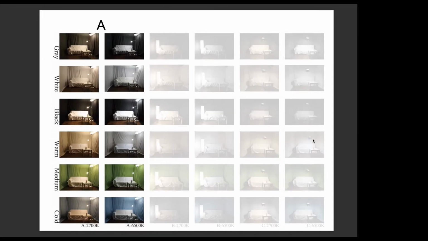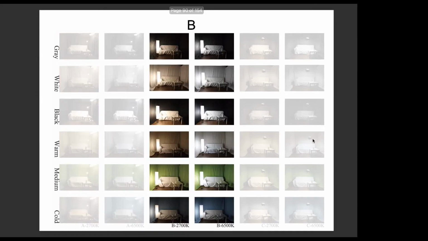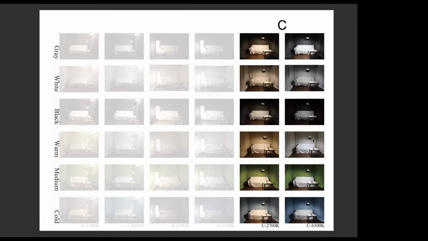Here shows the first style of lighting. Let's call that A light. As you can see, we have 6 different color walls, and also we have 2 different color temperatures for the lights. Next slide, please. And here shows the B light, and again we have 6 color walls and 2 color temperatures. Next slide, please. This is the result for the C light. Next slide, please.